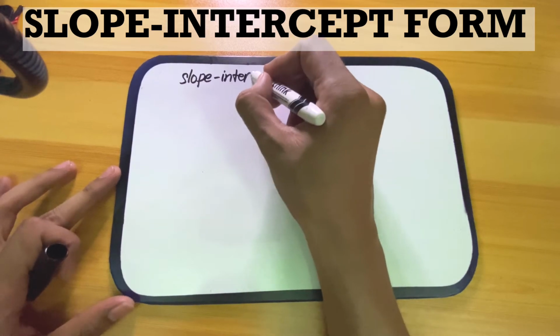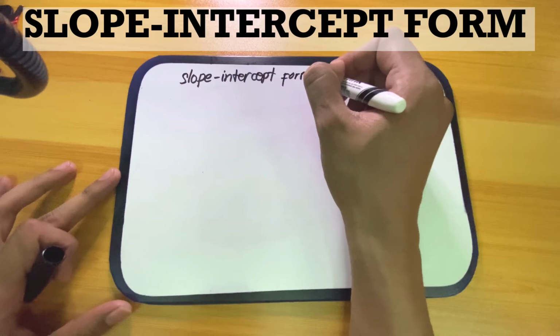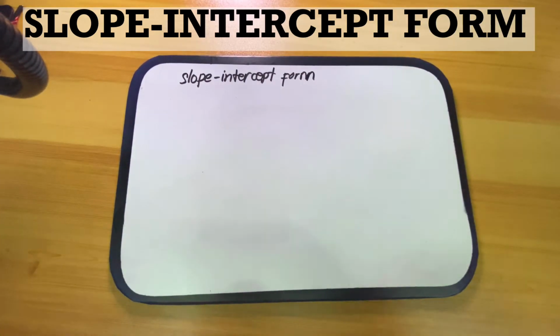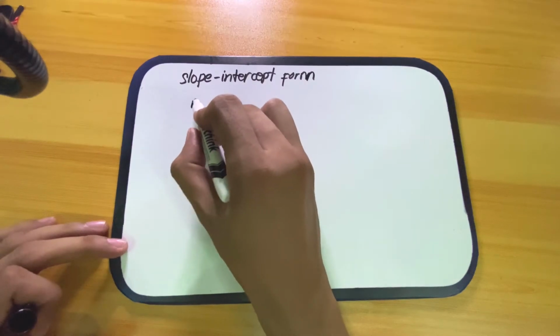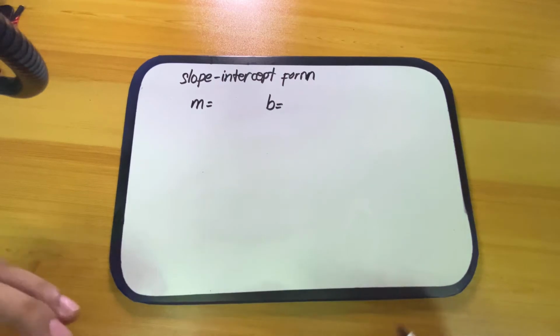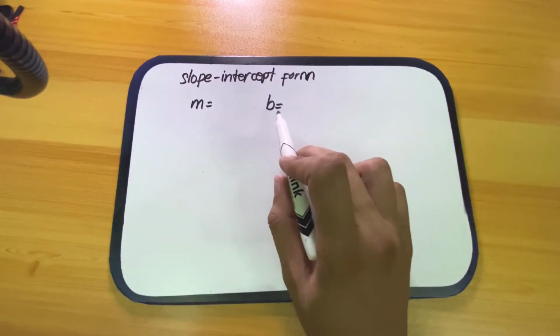slope-intercept form. So this is the easiest method, okay? Because you will just be given the slope, which is m, and the y-intercept, which is b. That is why it is called slope-intercept form, because you'll be given the slope m and the y-intercept b.